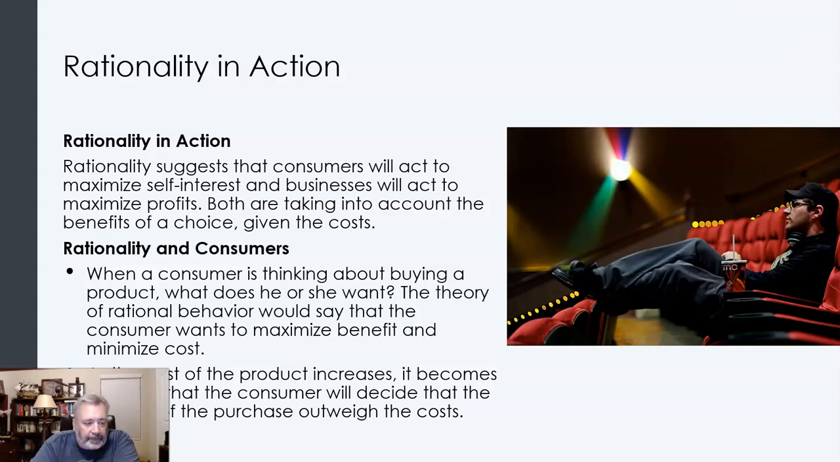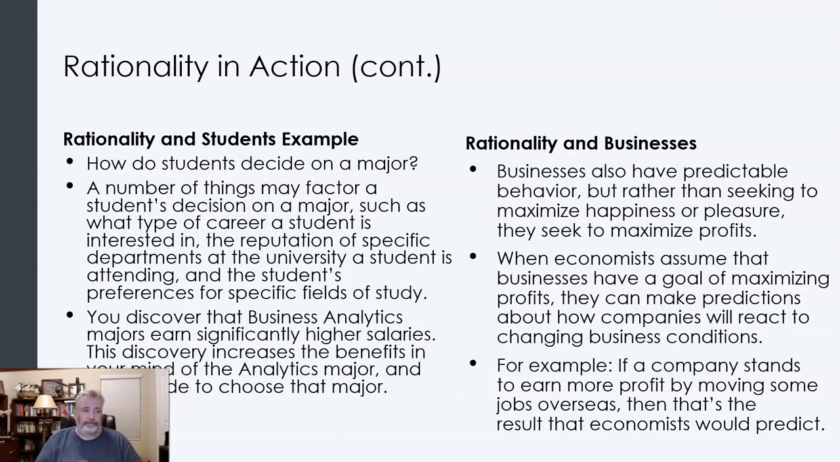So if you're thinking about buying something, the theory of rational behavior suggests that you're going to maximize the benefit and minimize your cost. As the cost of the product increases, it becomes at least slightly less likely that as a consumer you'll choose to buy it. You get the same benefit from it probably, but that cost is getting a little too close to overwhelming it, and you don't want to be there if you can help it. Once the cost outweighs the benefit, you're done. You're definitely not going to do it then. Typically, as long as the benefit outweighs the cost, you'll still make that choice.